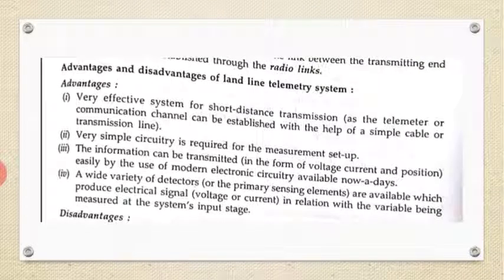Advantages and disadvantages of the landline telemetry system. It is a very effective system for short distance, and very simple circuitry is required. The information can be transmitted easily by use of modern electronic circuitry. A wide variety of detectors produce electrical signals in relation to the variable being measured at the system's input stage. Because cables are used here, these are the advantages.